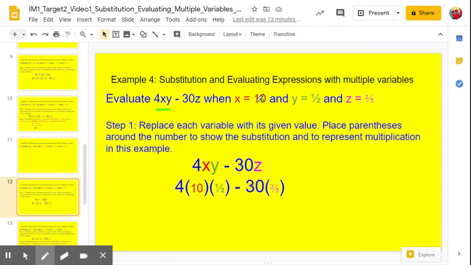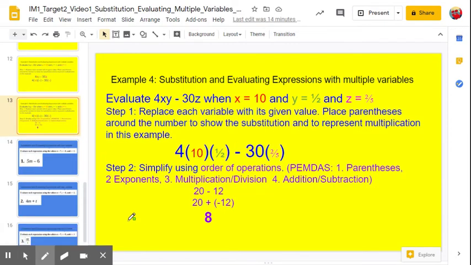So we're going to do the same process and substitute in. 10 goes in for x, 1/2 goes in for y. We put our parentheses there, so we have our multiplication right here. Subtraction sign, minus, and then 30 times 2/5. If I want to change this to an addition problem, add the opposite, so this would be plus negative 30 times z. Same exact value you'll get.